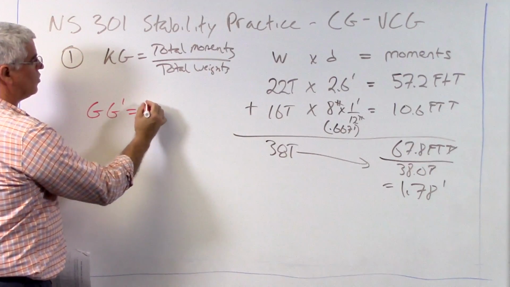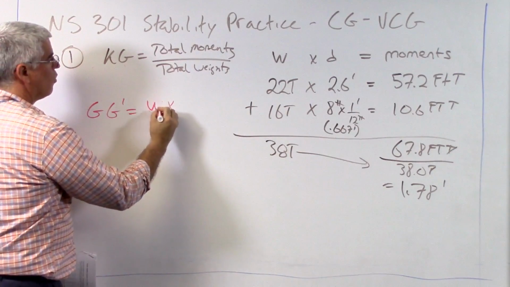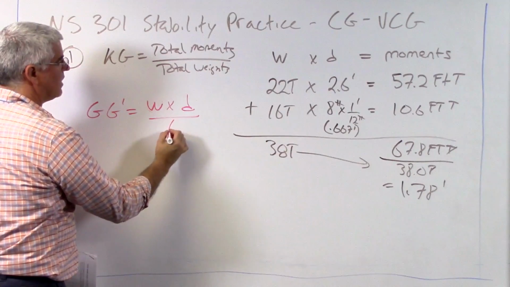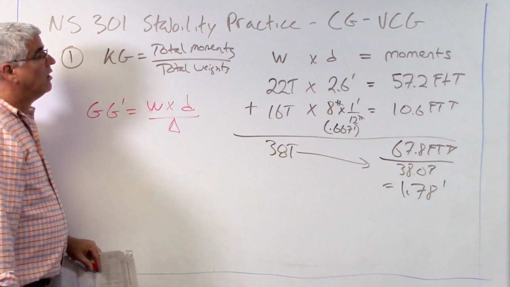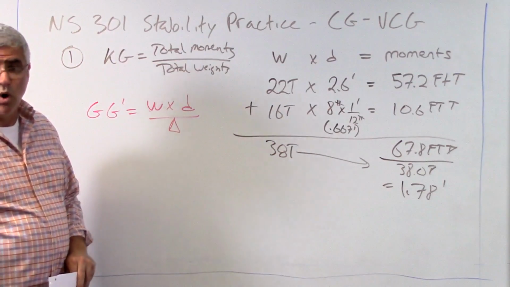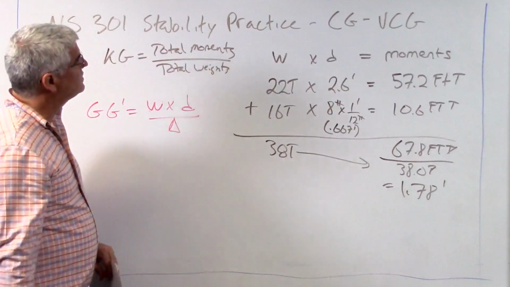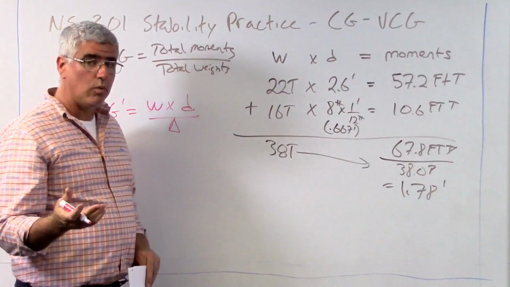GG prime equals weight times distance divided by displacement. Okay? Now we've got to figure out what all these things are. Well, we're going to use this formula. It's easiest to use this formula when there's only one weight moving. Well, it turns out that really in this problem, there's only one weight that's moving.